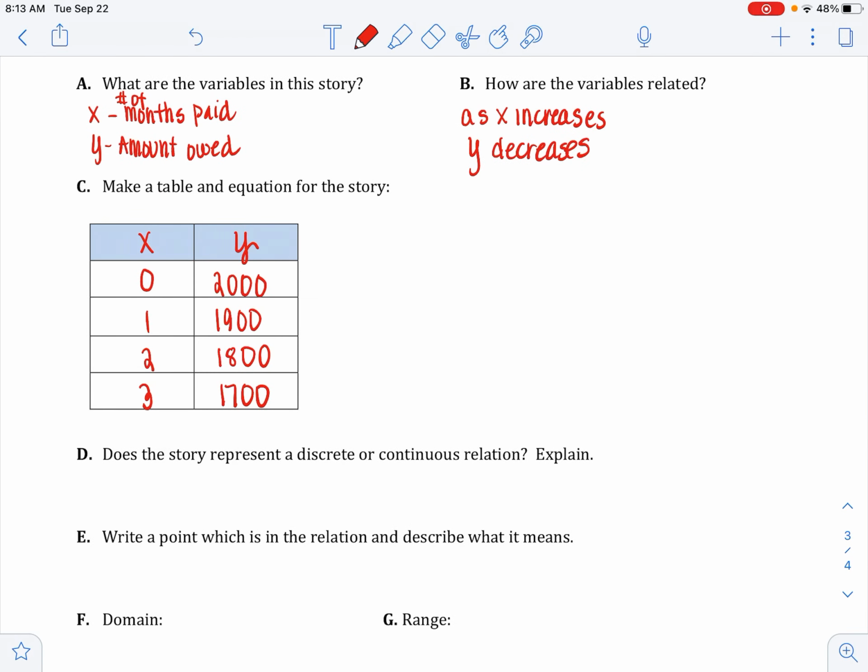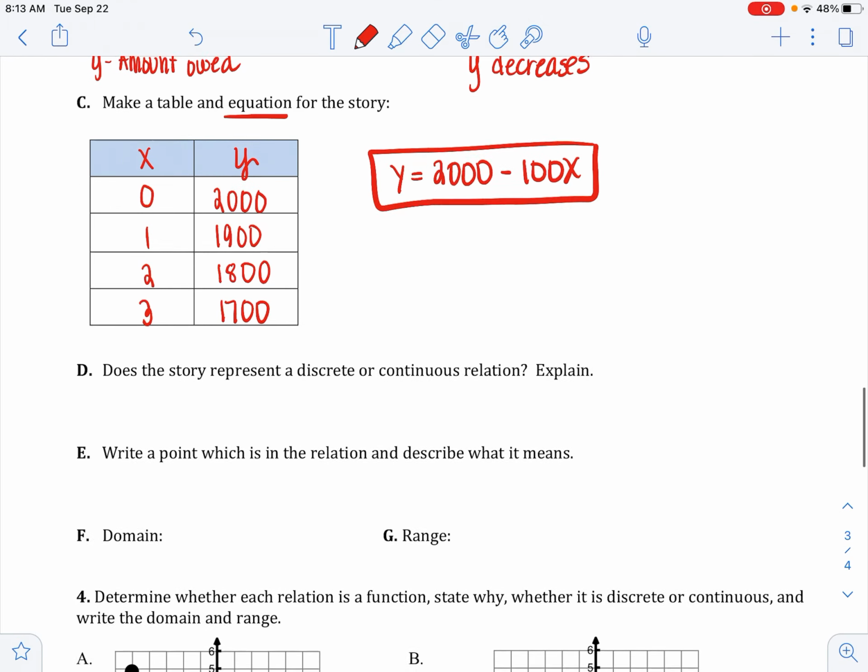Does this story represent a discrete or continuous relation? So am I connecting the points? After half of a month, is she only going to owe $1,950? No, because that's not how payments work. She's making the $100 payment. Oh, I forgot to write an equation too. Y equals her initial amount, which is $2,000, minus $100 per month.